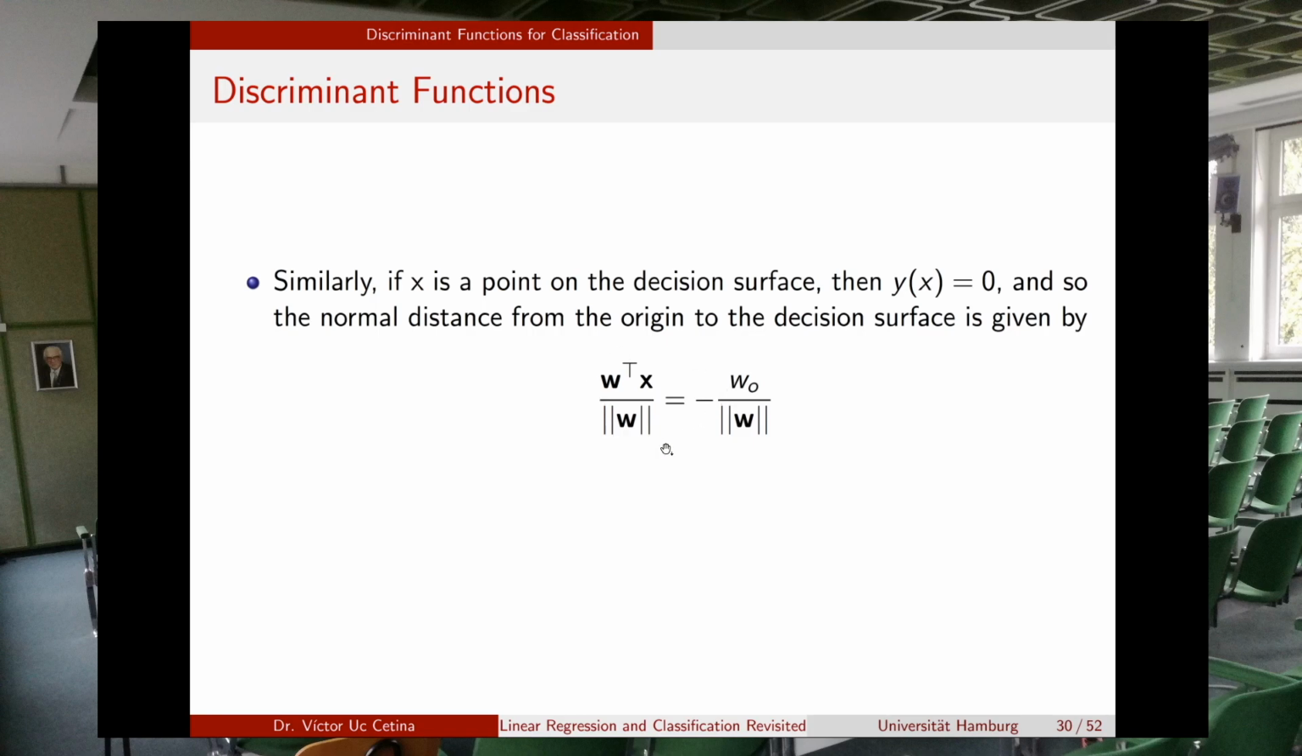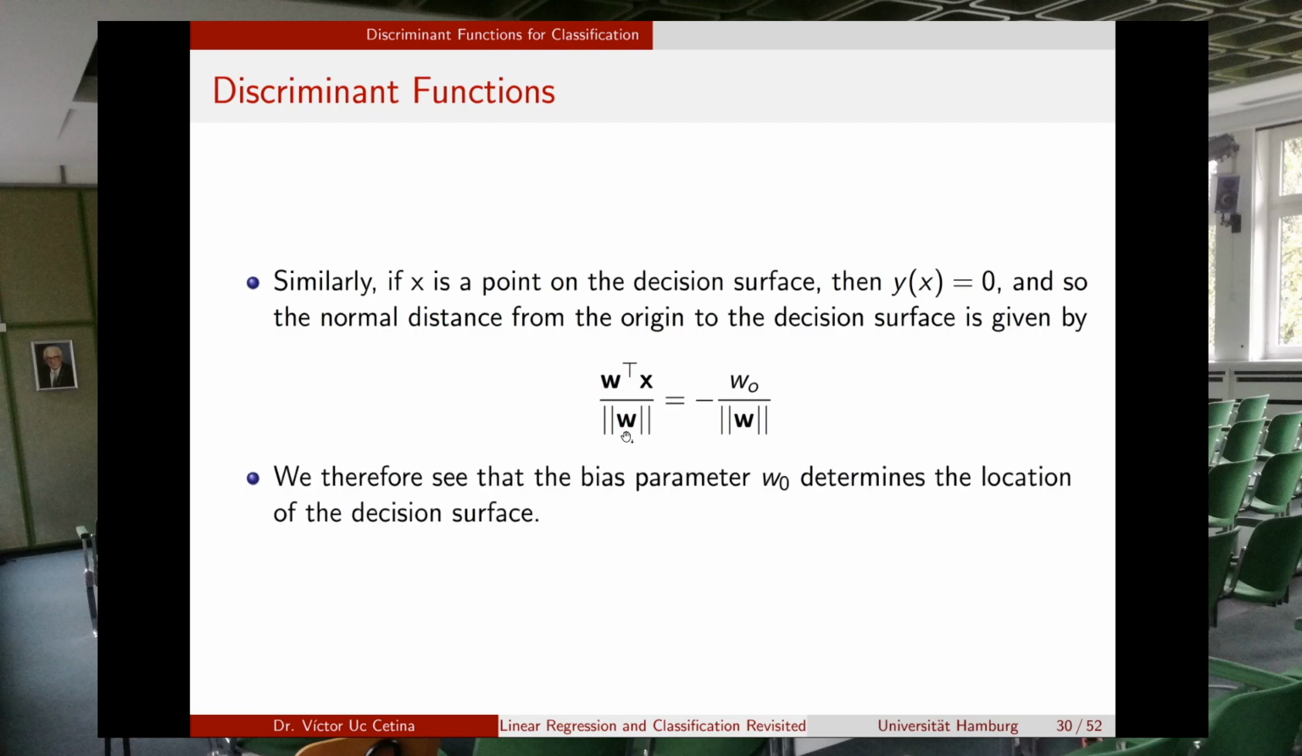At this point, it is important to see that this is true, simply by moving w0 to the other side of the equation and dividing both sides by the same number, which in this case is the norm of w, the magnitude of this vector. We therefore see that the bias parameter is an important one, and it determines the location of the decision surface.